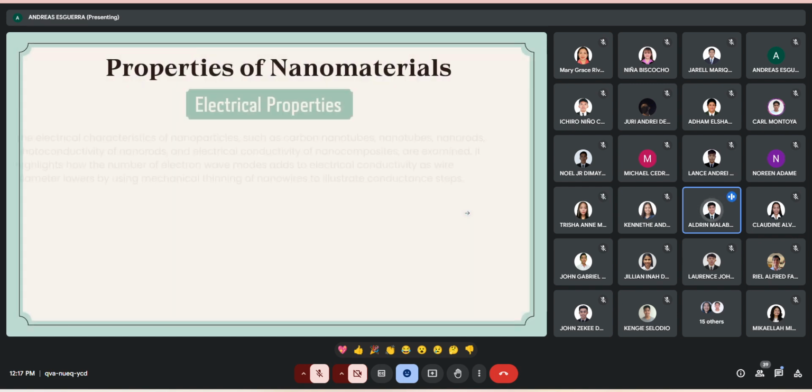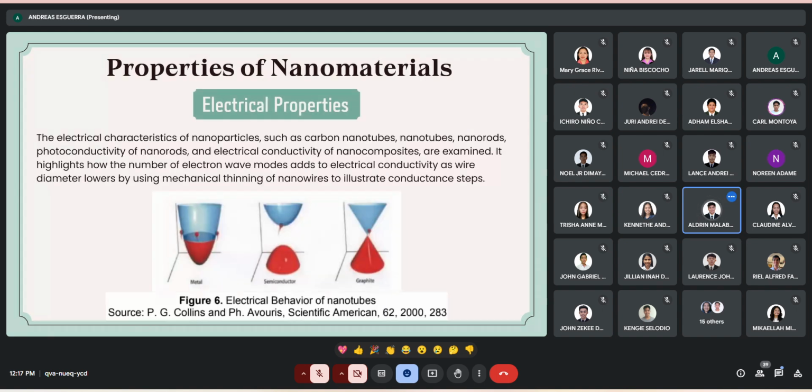The second property is electrical property. Electrical properties of nanoparticles discuss the fundamentals of electrical conductivity in nanotubes and nanorods, carbon nanotubes, photoconductivity of nanorods, electrical conductivity of nanocomposites. One interesting method which can be used to demonstrate these steps in conductance is the mechanical thinning of a nanowire and measurement of the electrical current at a constant applied voltage.